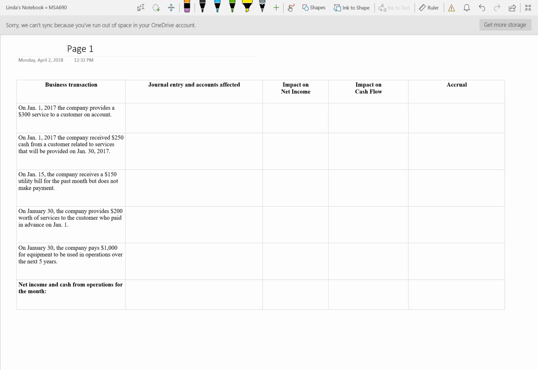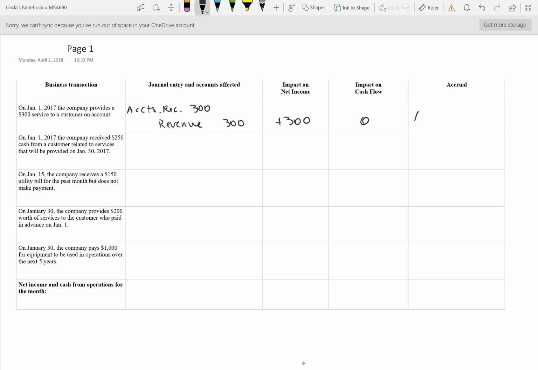So for this first transaction on January 1st, the company provides a $300 service to a customer on account. What happens? We would record this entry to accounts receivable, and we would say that this is our accrual account. Because even though it doesn't affect cash, we want to record the revenues. What happens to net income? Income goes up by $300. What happens to cash flow? Nothing.